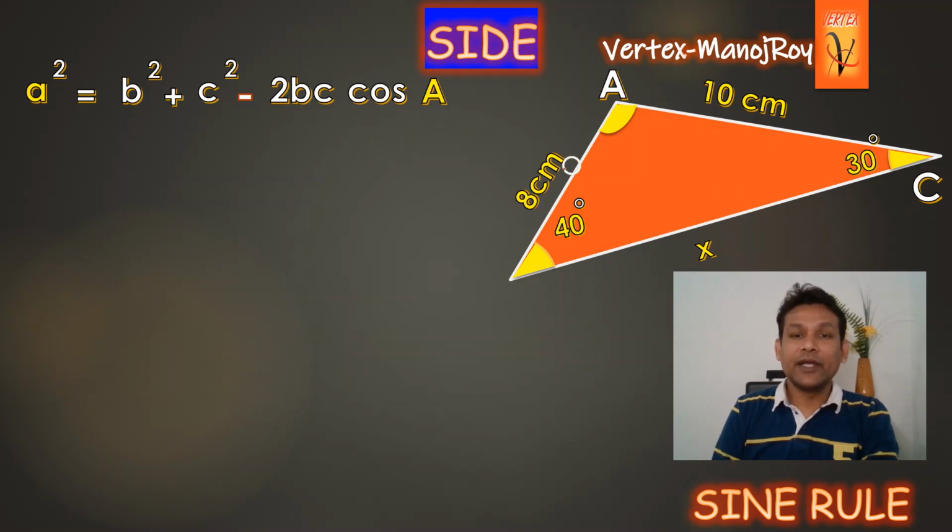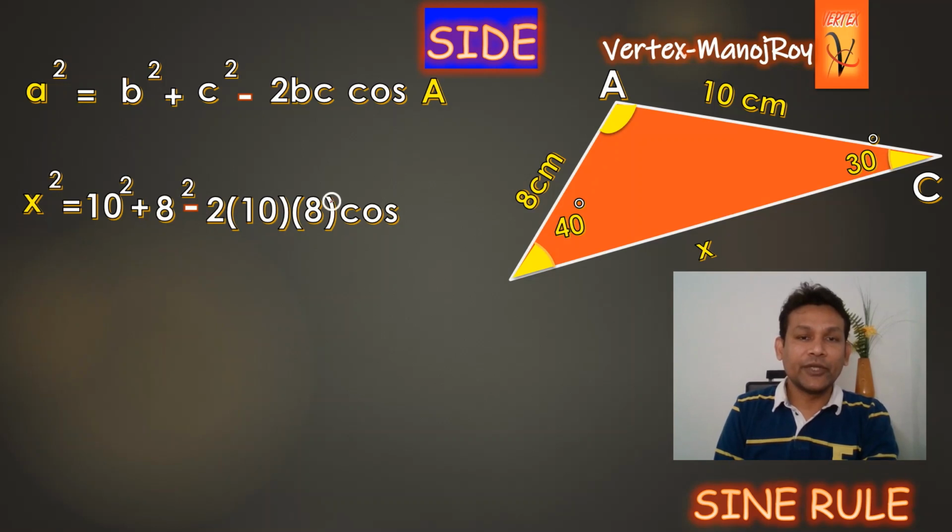Now when I substitute the values, a squared is your x squared. The other two sides are 8 and 10. I'm just writing all the values here. Now, the angle I am not writing. Why? Because we require not 40 degrees, not 30 degrees. We require the opposite angle. That's a very important thing. When you want to find x squared, I want to use the opposite angle. When you want to find this side, I have to use this angle. So we require this angle.